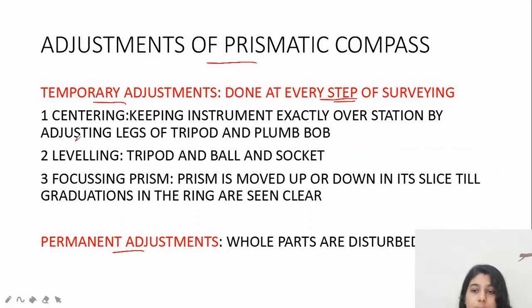Centering means we have to keep it exactly above the correct position by adjusting the legs of the tripod and the plumb bob. And leveling means the tripod and ball and socket joints are there, we have to adjust accordingly. Focusing the prism means we have to place a white paper in front and adjust the lines, we have to see them clear. And permanent adjustments mean if it is disturbed, the whole parts will be disturbed.